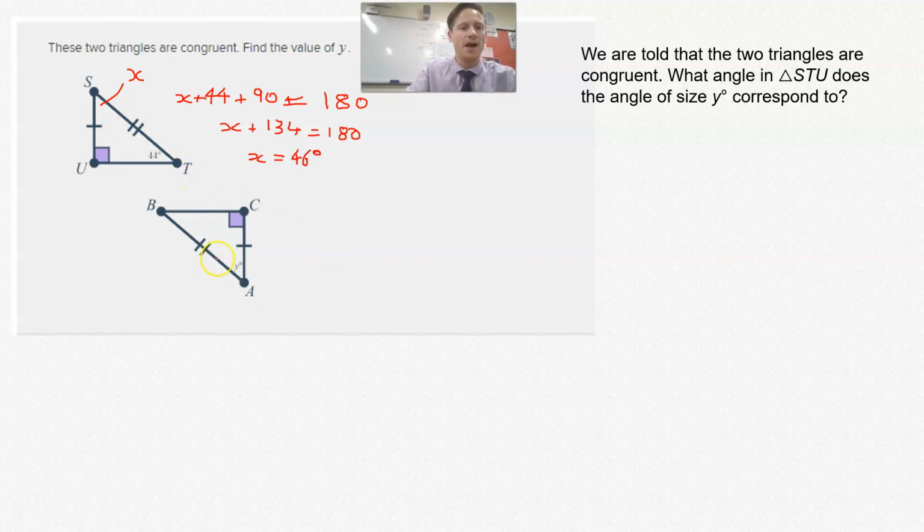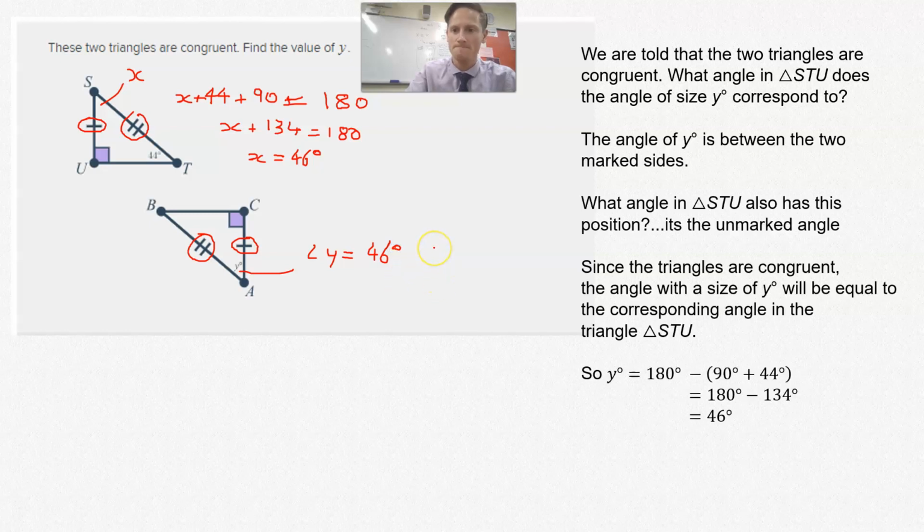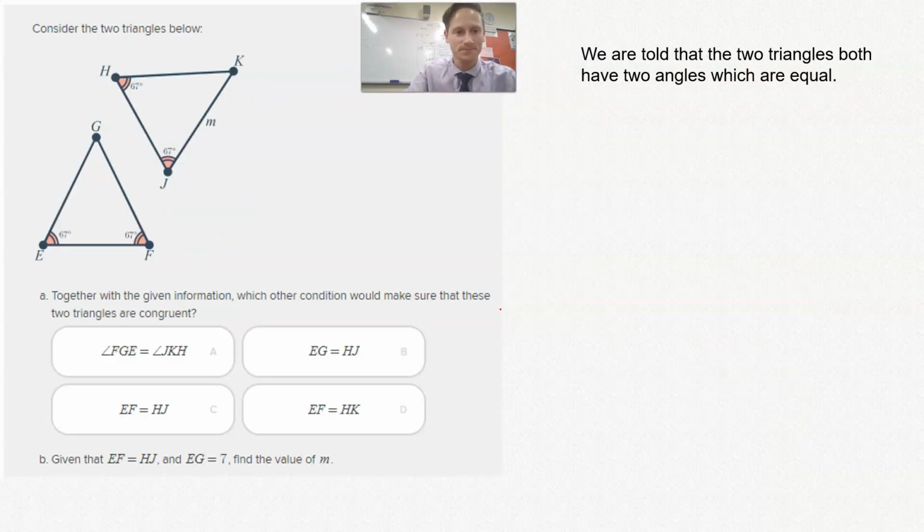So now let's put that with the matching sides here. This angle x is in between the 1 dash and the 2 dash. So let's find the 1 dash and the 2 dash. That's there. So basically we're saying angle y equals 46 degrees because that's the corresponding side. Okay. So basically that's the working that I've just put up there for you. And there we go. Easy as.